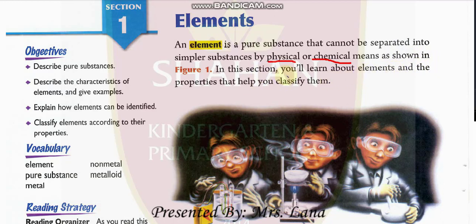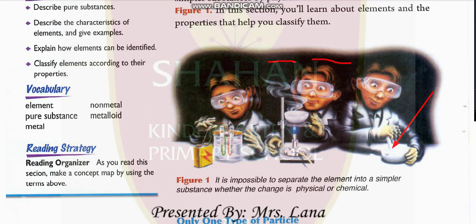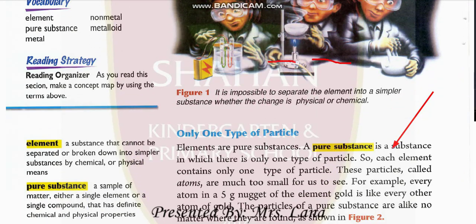In this section, you will learn about the elements and the properties that help you to classify them. Figure number 1 shows that it is impossible to separate the elements that we use in the lab for experiments into a simpler substance, whether the change is physical or chemical. Element: a substance that cannot be separated or broken down into a simpler substance by chemical or physical means.